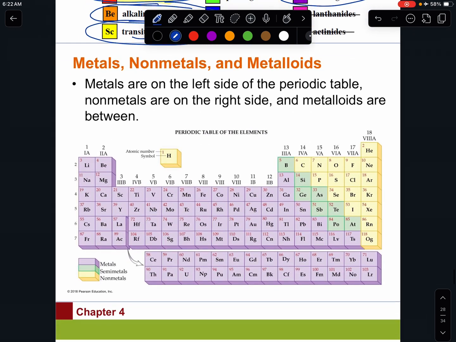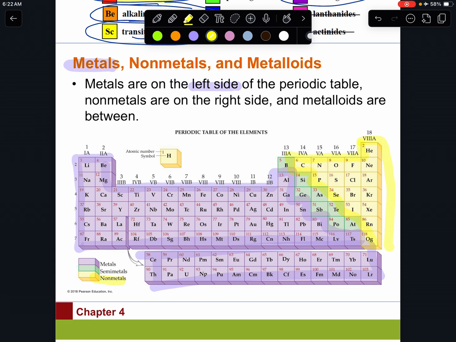Now on the periodic table, we are broken up into 3 categories here. We have the metals. Metals are the most common. They are on the left side. So everything here that is purple is a metal. So most of the periodic table is metal. On the right side here, we have nonmetals.